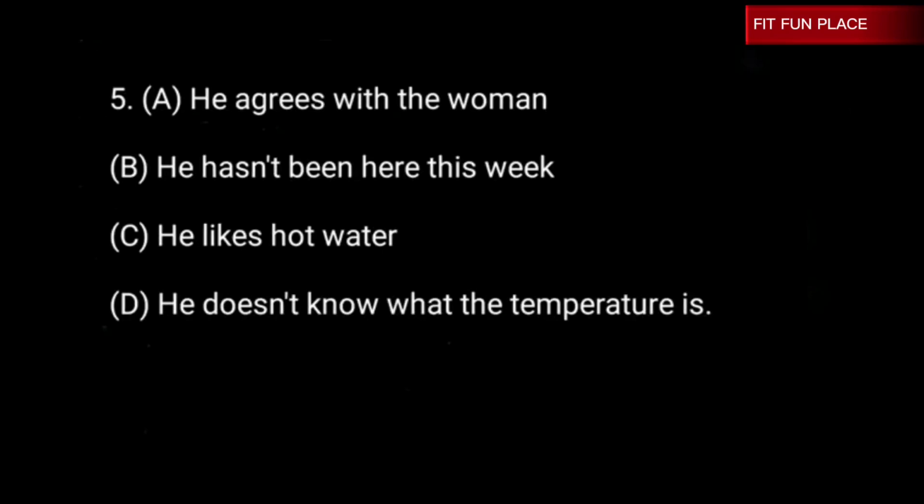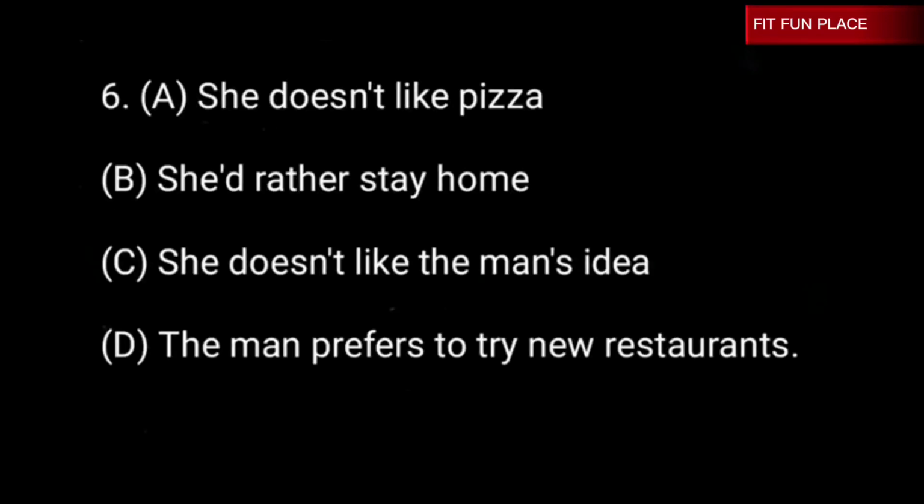Number 5. The weather's been so hot and humid this week. Hasn't it, though? What does the man mean? Number 6. I thought we might try that new pizza place tonight. Wouldn't you prefer somewhere a little more elegant? What does the woman imply?